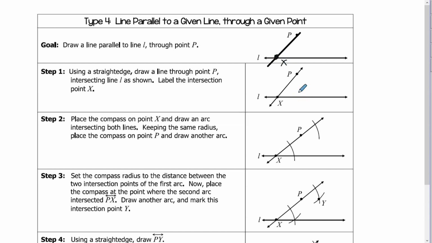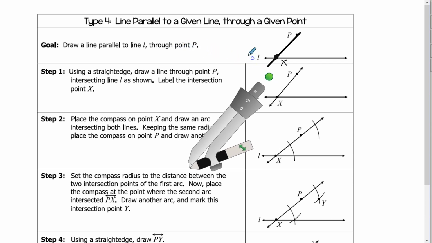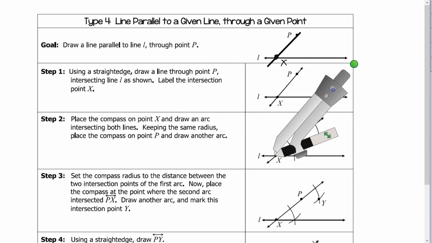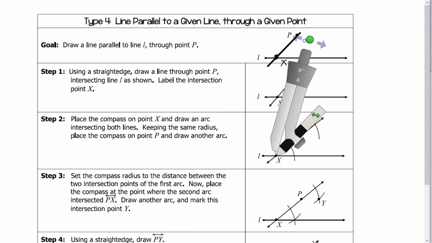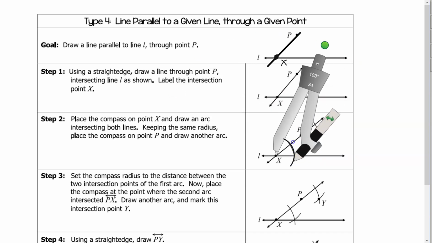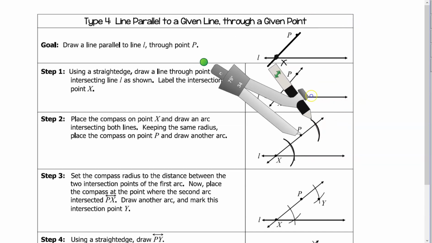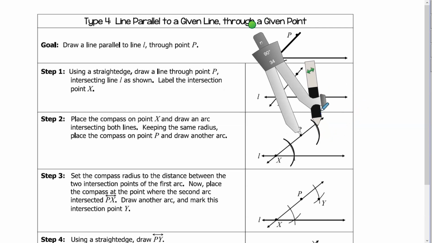Now we need our compass. So we take our compass out, and we're going to place the compass on point X. Then we're going to extend our compass. I would say don't go all the way to P, but somewhere in between. And then you're going to make an arc right here that intersects through both lines. Then, without adjusting it, you're going to move your compass to point P, and then make another arc which intersects line XP.